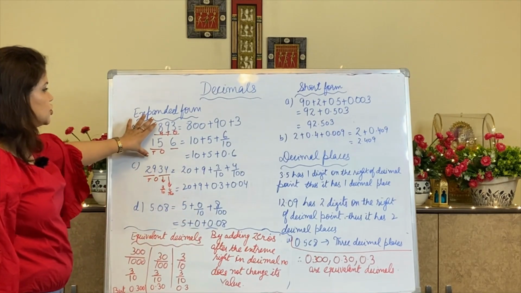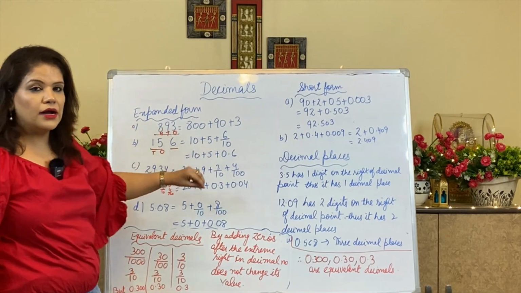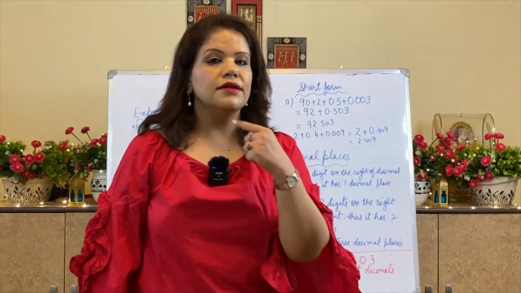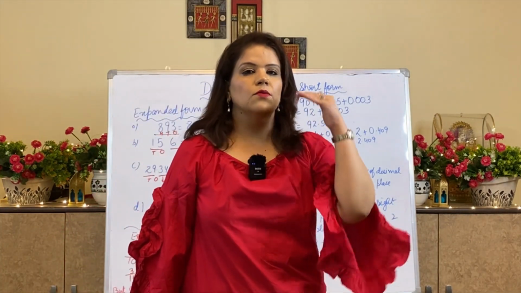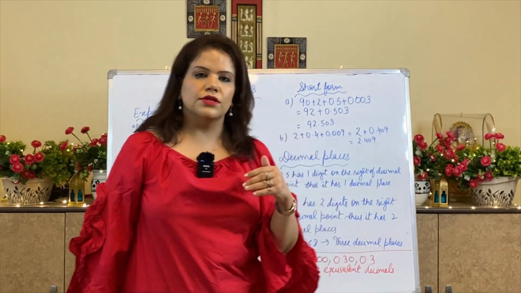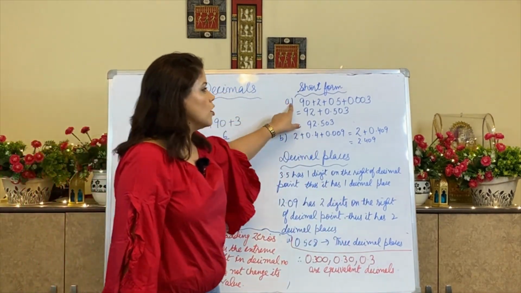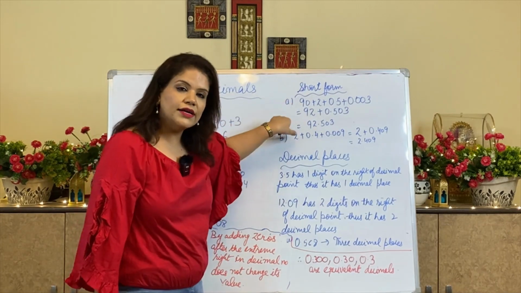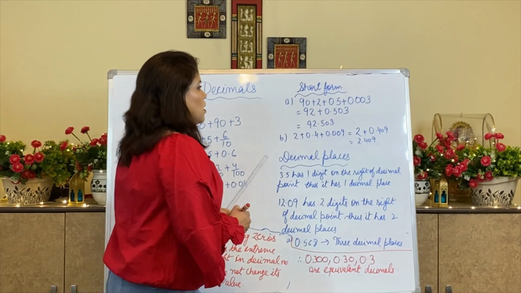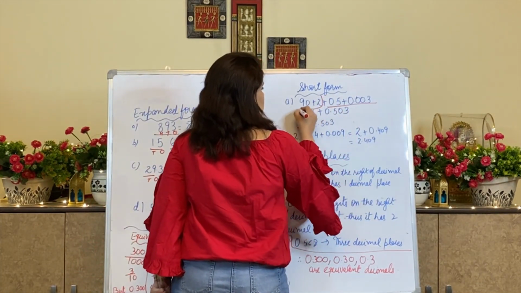You have to check the whole part and the decimal part. The whole part you write as hundreds, tens and ones. And the decimal part as 1 by 10, 1 by 100, 1 by 1000. So this way you can write it in expanded form. When the expanded form is given and you have to write the short form, how will you write it? Now you can see this is the decimal part and this is the whole part.